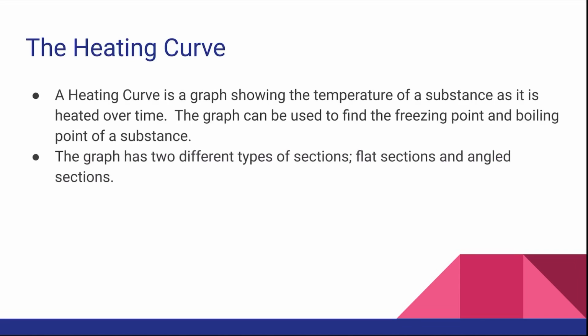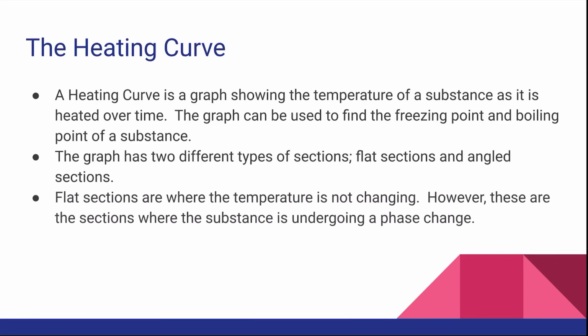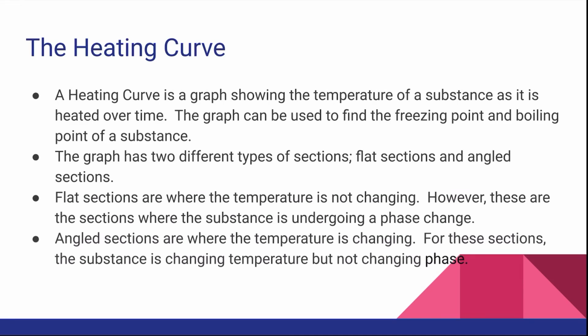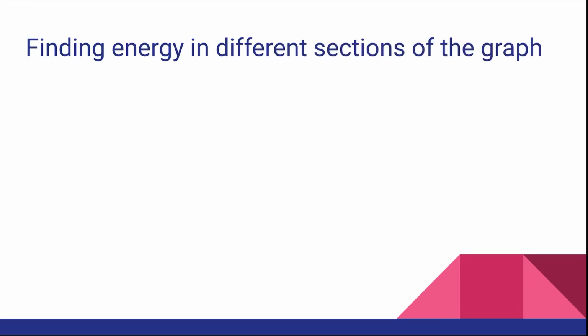A heating curve has two sections, a flat section and angled sections. Flat sections are where the temperature is not changing, but these are the sections where the substance is undergoing a phase change. Angled sections are where only the temperature is changing. For these sections, the substance is changing temperatures, but not changing phases.